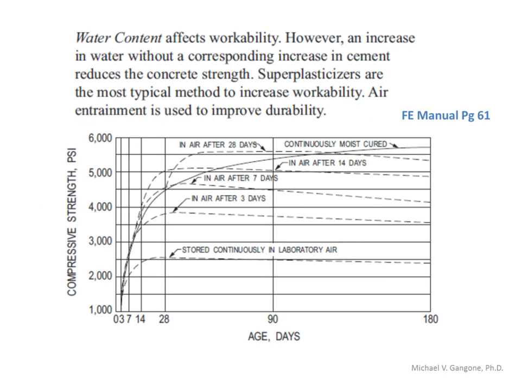All right, so what effect does water content have on workability? Water content we know affects workability. However, an increase in water without a corresponding increase in cement will reduce the strength. Again, related to water-cement ratio, superplasticizers are the most typical method to increase workability. So to make concrete more workable, it's a lot better to use superplasticizers or water-reducing agents as opposed to just adding water to the mix, because adding water will reduce the strength.